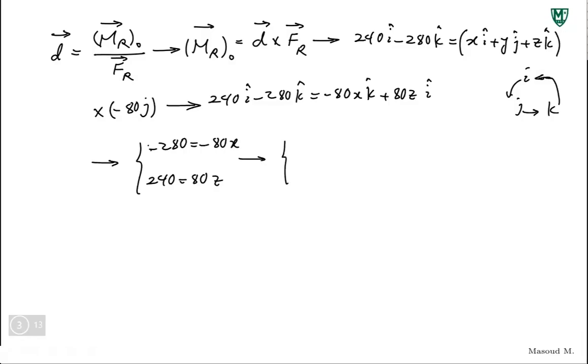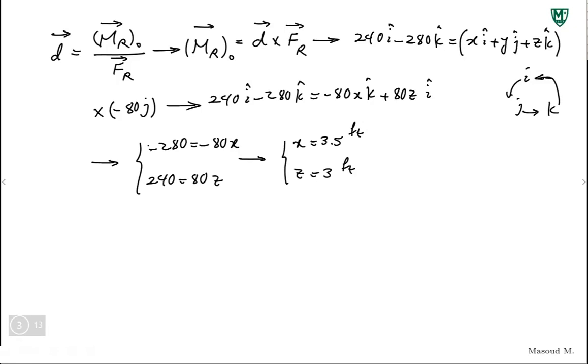So let's see, x becomes, somebody has to do this math. Z, I guess I might have it, 3.5. Oh, it's 3, sorry, Z becomes 3, right? 3 times 80 becomes 240. So this becomes 3 feet. X becomes, I have a number 3.5, but somebody double check this, please. 3.5. Yes, thank you. So 3.5.